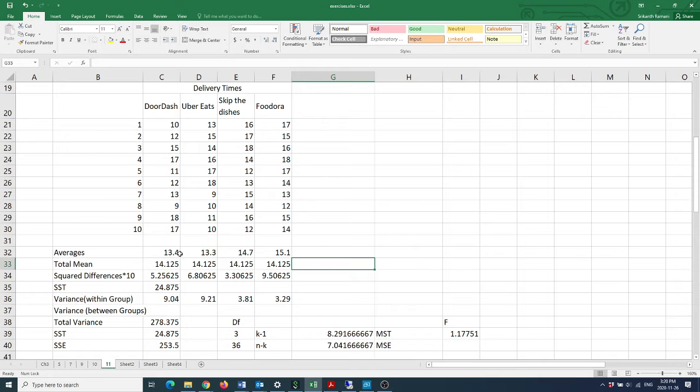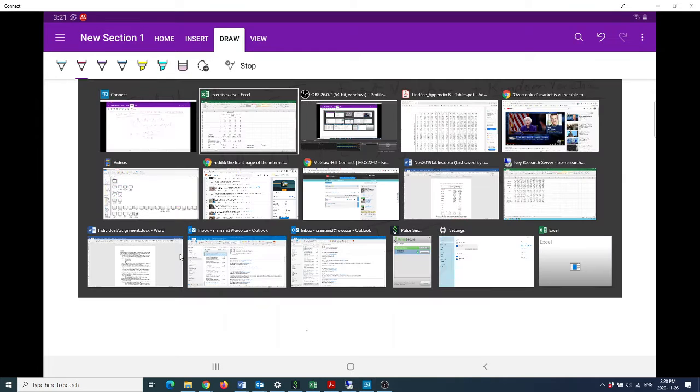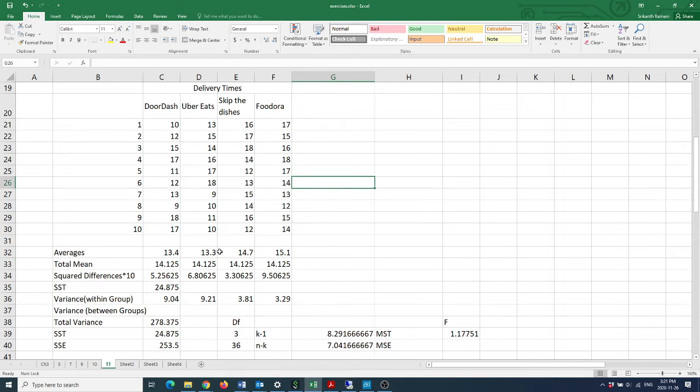So remember that the F statistic is going to be the mean square of the treatments divided by the mean square of the error. The mean square of the treatments is the estimate of the population variance between different samples, and the second one is the estimation of the population variance based on the within-sample variation, each sample's deviations, and so on. So the first one, we will be looking at the averages.